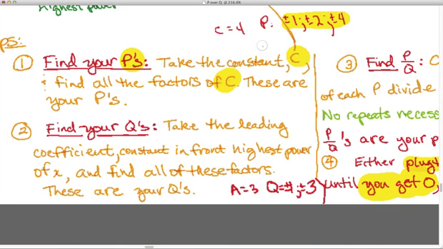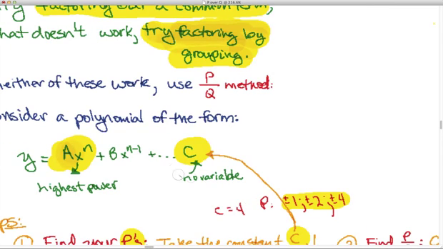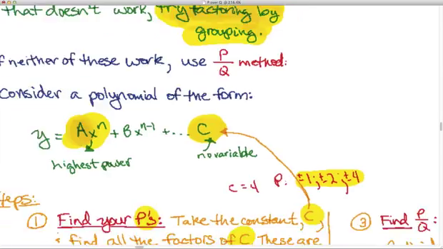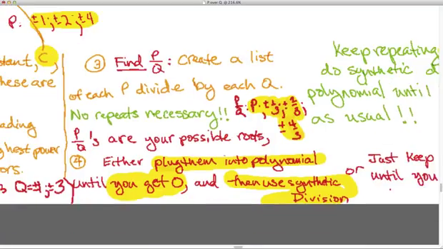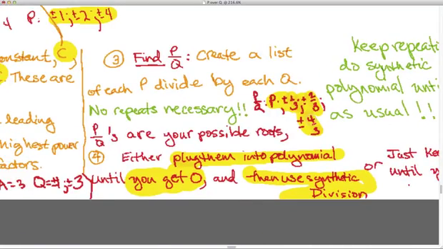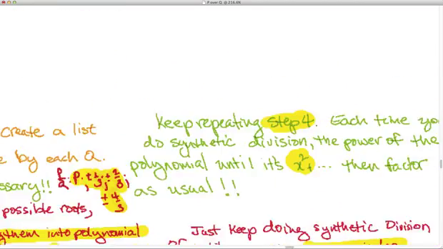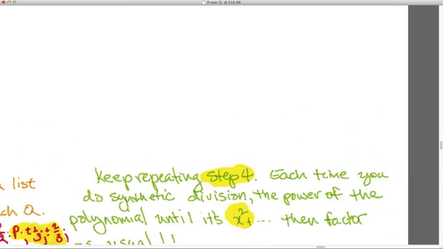So first list the P's. P's came from where? The constant here. And then Q's come from A. And then you do a list of P's over Q's. Those are your candidates for your roots. And then you plug them into your polynomial until you get 0, and use synthetic division over and over. Or just use synthetic division until you get a 0 remainder, over and over, until you get a quadratic term.